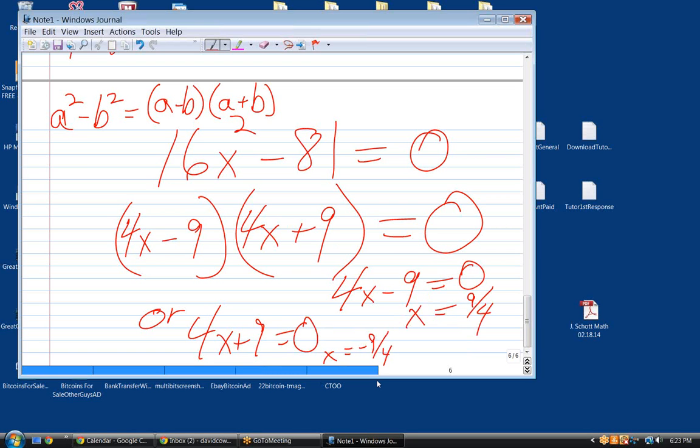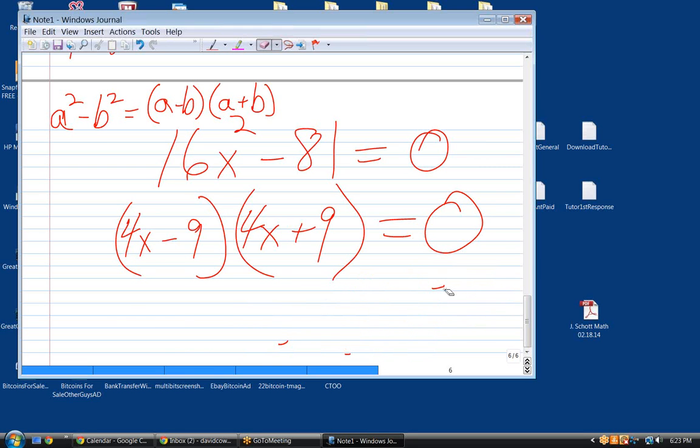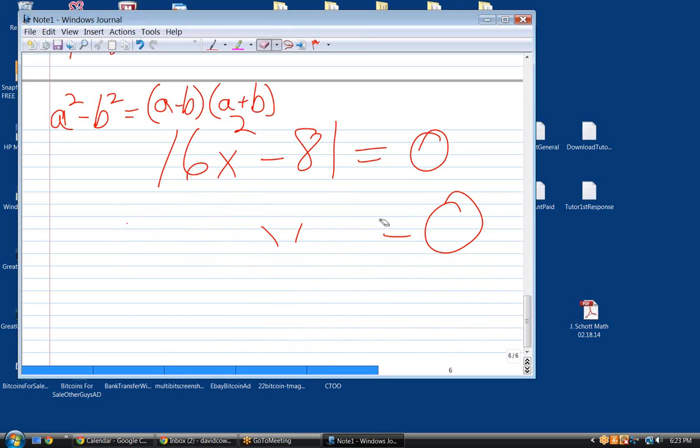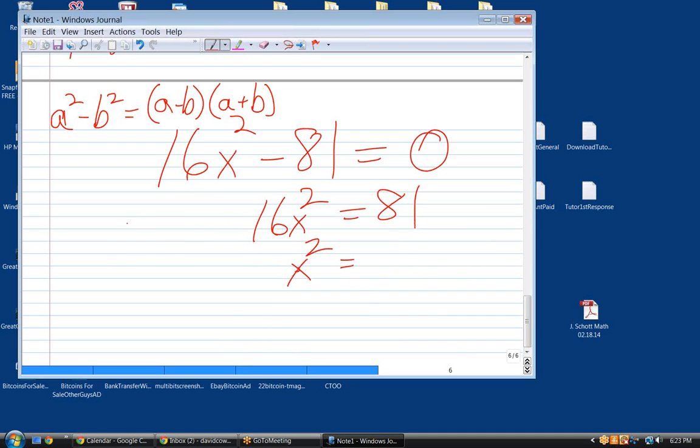You with me? Yep. Okay. So I know what my two answers are, plus and minus 9/4. Well, there's an easier way to solve this problem rather than factoring it. That's to move the 81 to the other side, make x squared equal 81 over 16, and now take the square root of both sides, plus or minus 9/4.